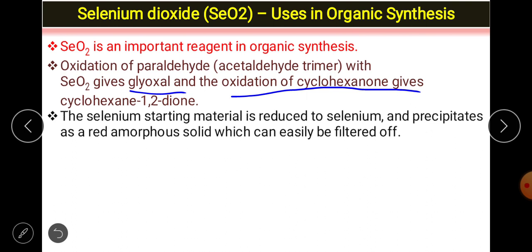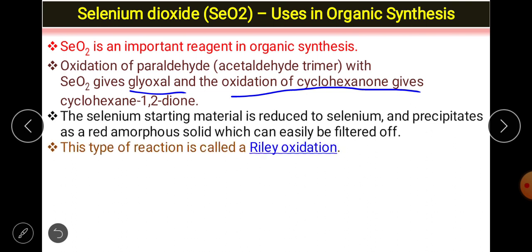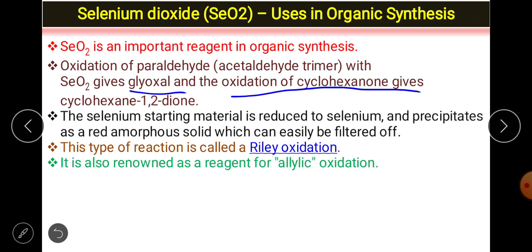The selenium dioxide starting material is reduced to selenium. The byproduct of this reaction is Se, which is reduced, while the other compound is oxidized, and the selenium is precipitated as a red amorphous solid which can easily be filtered off. This type of reaction is called a relay oxidation.